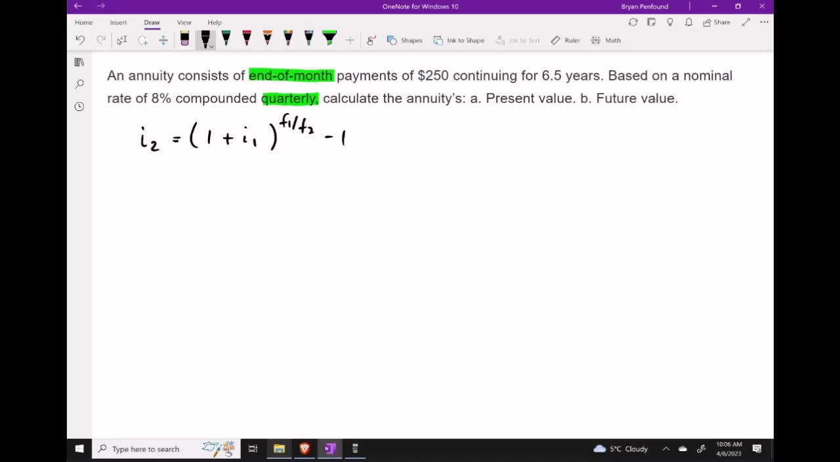calculate I2. So taking the given rate as I1, our 8% compounded quarterly, that means F1 is equal to 4. And then we want to convert this into a periodic rate that reflects end-of-month compounding. So let's take F2 to be 12.